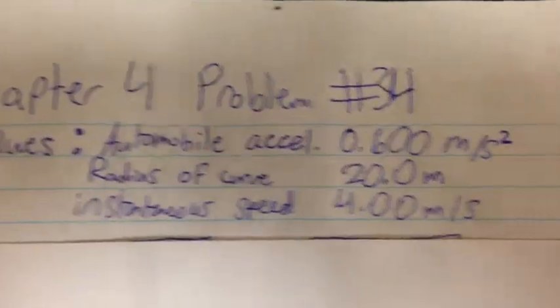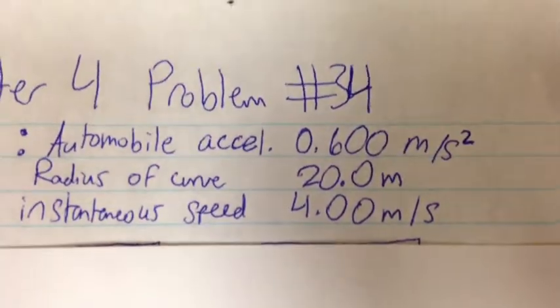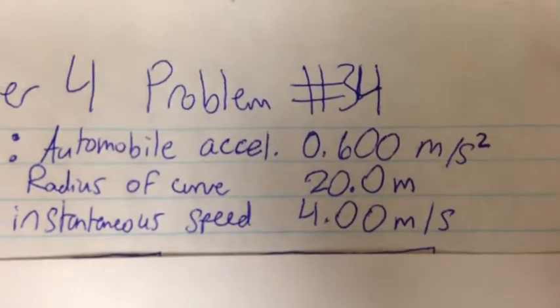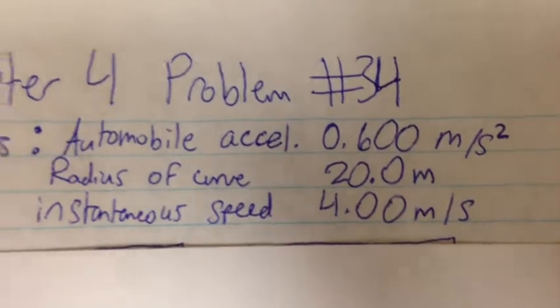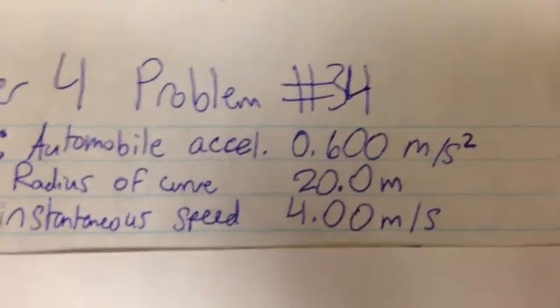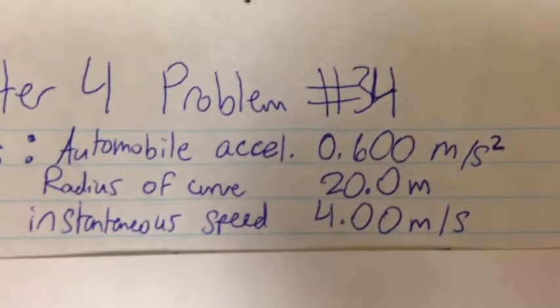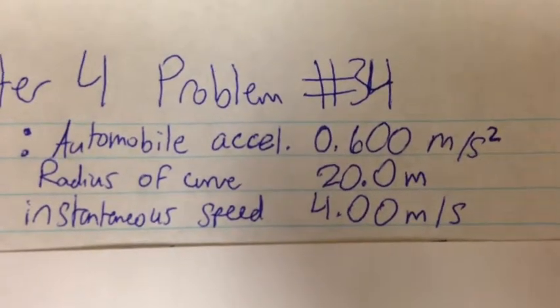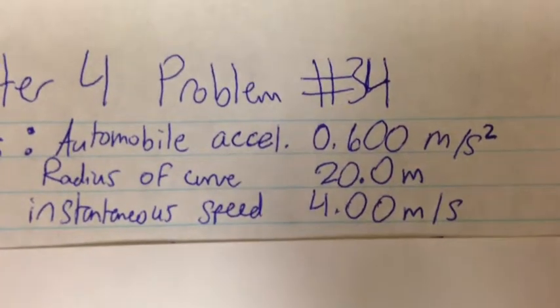Our given values are the automobile's acceleration, or increasing speed, which is 0.600 meters per second squared, the radius of the curve it is driving upon, which is 20.0 meters, and the instantaneous speed at which we must calculate our values, which is 4.00 meters per second.